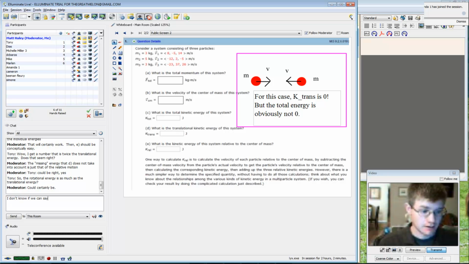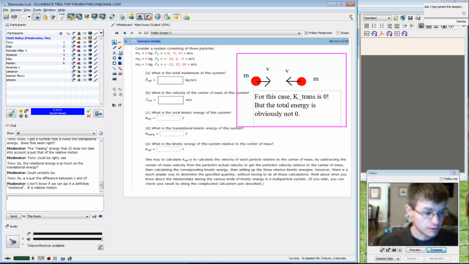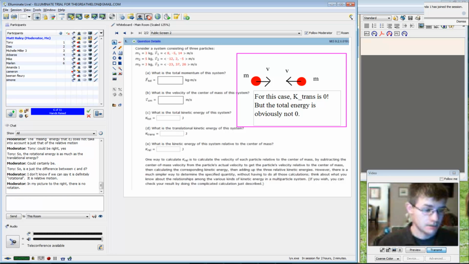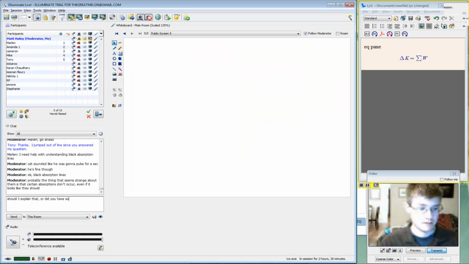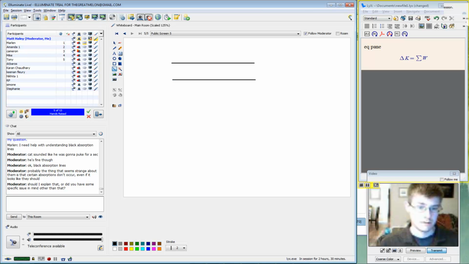I used the drawing tools that you can see to the left of the whiteboard on Elluminate, and then I drew a little simple picture of two equal masses heading towards each other. Of course the center of mass is not moving in that case, so the translational energy is 0, but there's relative motion, so the total energy is not 0. Here you can see in the text window I'm talking to students. Okay, so that was one example of what you can do with Elluminate.